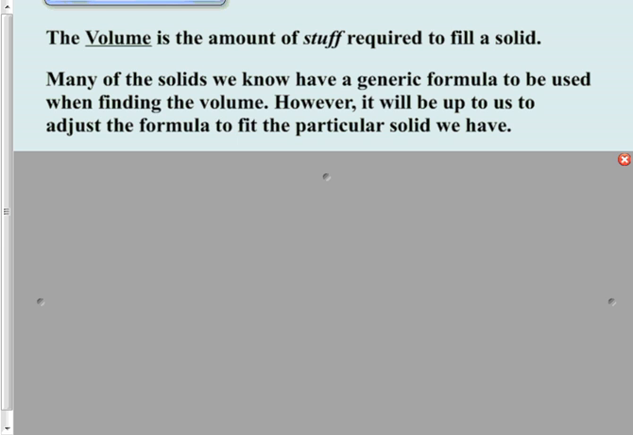As I said in class, I tend to think of a present when you're dealing with solids. Surface area would be the wrapping paper. Volume is the gift itself.